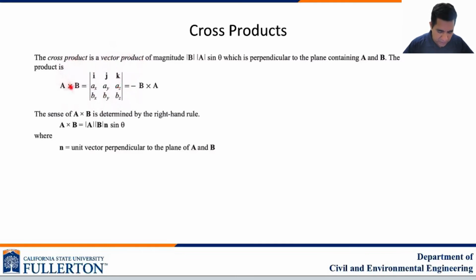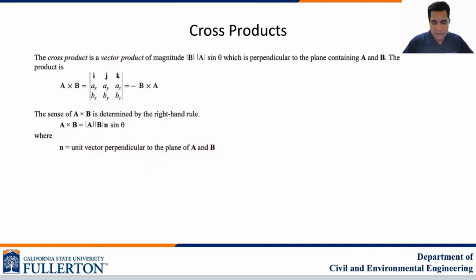Also, an important point to note: A cross B and B cross A are not the same. If you switch the order, you get a negative. The direction is determined by the right-hand rule. If you want to find where this A cross B vector is going to act, it acts normal to the plane where A and B lie. Physically, the cross product vector acts perpendicular to the plane of A and B.